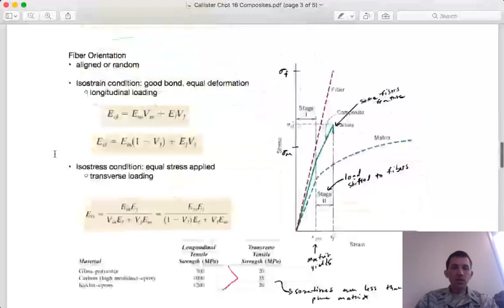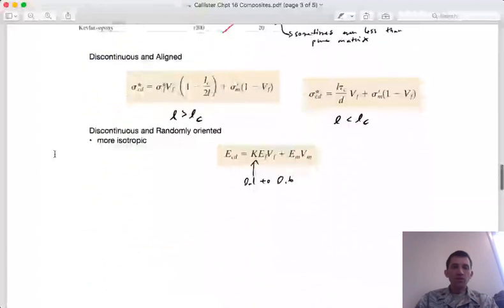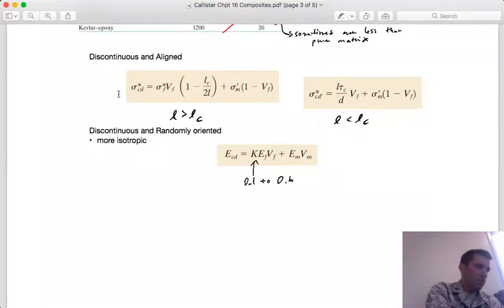Okay, so if you can't get long continuous fibers, you could at least align them. So this discontinuous would be shorter fibers, and you see here have this composite property here. And I'm actually going to look over at my textbook because I forget off the top of my head what some of these variables in this equation are. So here we have the case for the combined longitudinal strength for two cases. One where the fiber length is greater than the critical fiber length, and the other where it is less than.